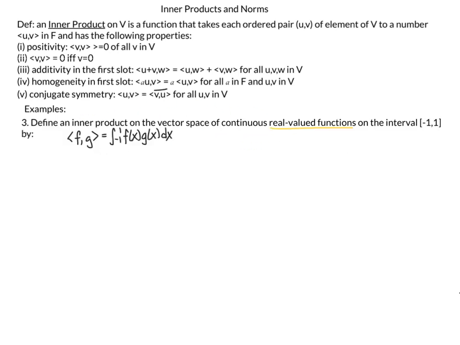Our next example is to define an inner product on the vector space of continuous real-valued functions. I underline this because sometimes I forget and it won't work if it's not real-valued. So continuous real-valued functions on the interval from -1 to 1. We define the inner product of f and g as the integral from -1 to 1 of f of x times g of x.